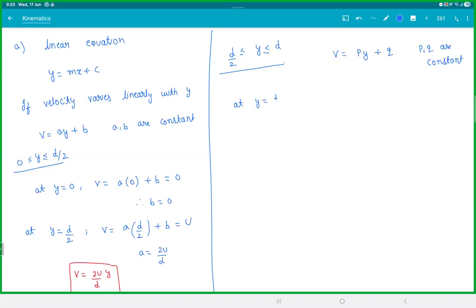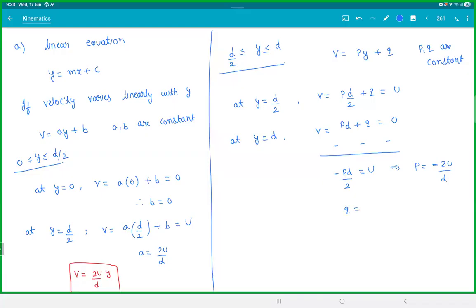And then they'll always give you the initial data. At y is equal to d by 2, v is equal to p into d by 2 plus q, which is u. So that's one equation. At y is equal to d, v is equal to p into d plus q, which is 0. Two equations, two unknowns, subtract them. You end up with minus pd by 2 is equal to u. We get p is equal to minus 2u by d. And the value of q will be 2u.